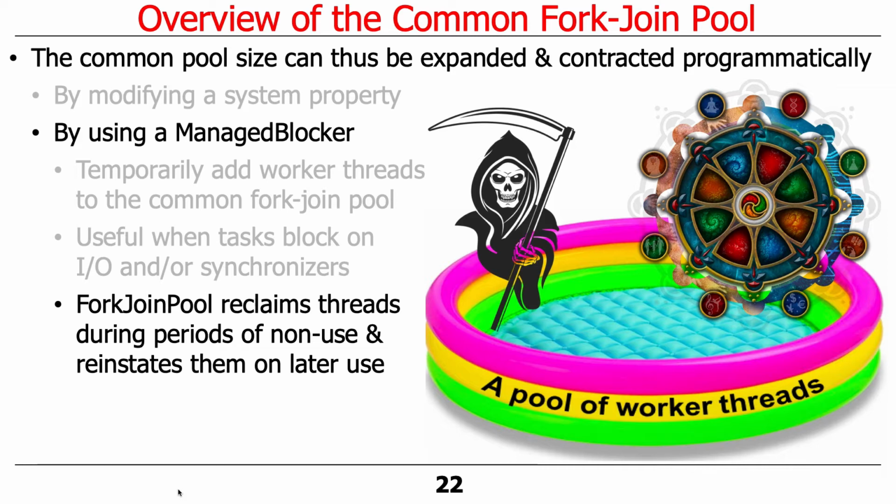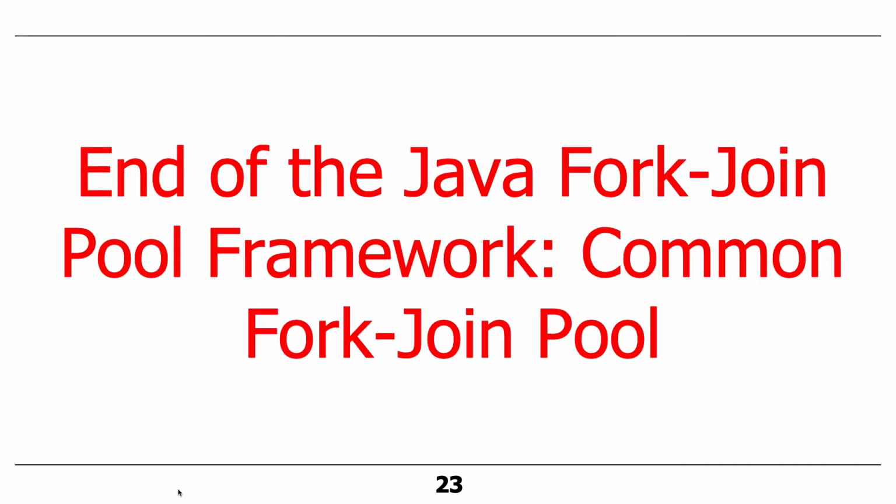The other cool thing about having ManagedBlockers used to expand the size of the threads in the common ForkJoin pool is that the ForkJoin pool is programmed to detect when threads are not used for long periods of time and will automatically reclaim them and reinstate them later. So that's a quick overview of the common ForkJoin pool. What we'll do in a second is start to talk about how you program it.